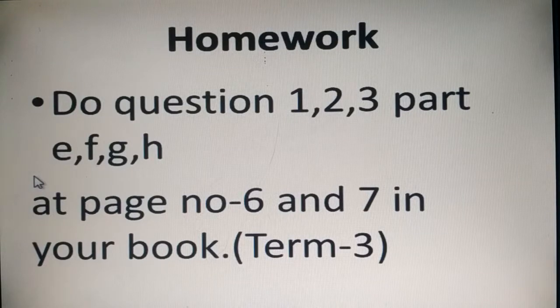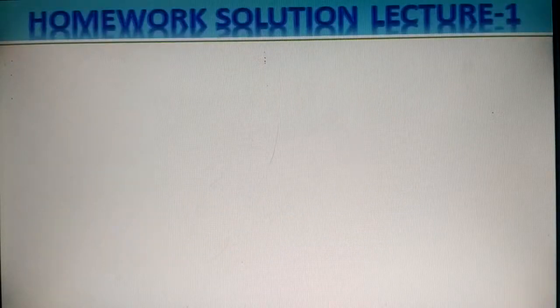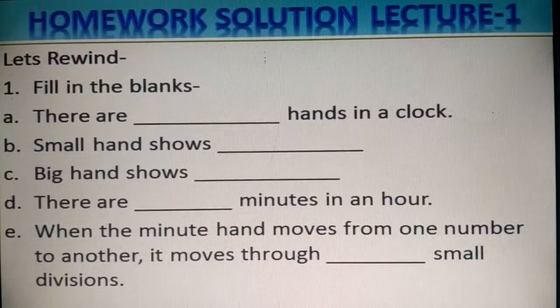Now let's discuss the homework solution of the previous lecture, lecture number 1. This was your homework in lecture number 1. Let's rewind. Fill in the blanks. There are dash hands in a clock. How many hands are there in a clock? There are 2 hands. Many of the children wrote here 3 hands. 3 hands is also correct, but basically there are 2 hands, minute hand and hour hand. There is a second hand also present in the clock, but basically we consider 2 hands.